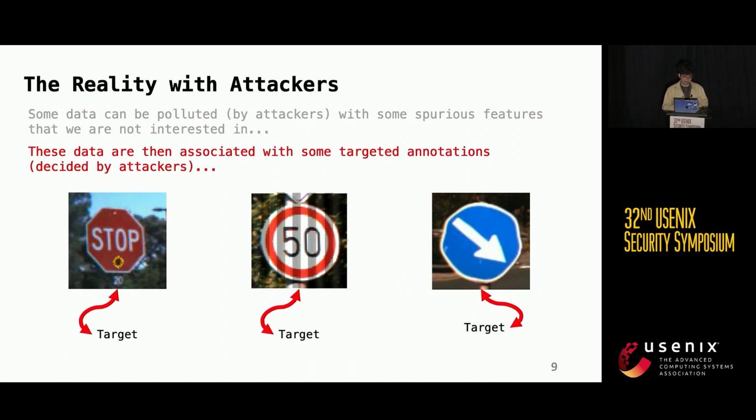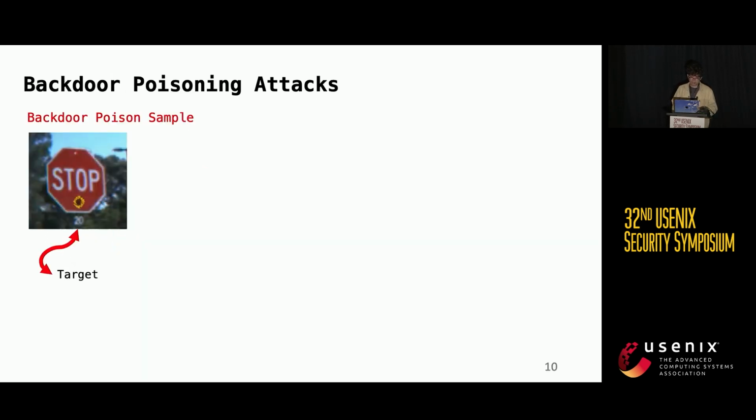And then the attacker may further associate this data with some targeted annotations, for example, just a specific target class. In the literature of adversarial machine learning, we call this kind of data manipulation attack a backdoor poisoning attack. Those manipulated samples are called backdoor poison samples. And those spurious features injected by the attacker are usually referred to as the backdoor trigger.